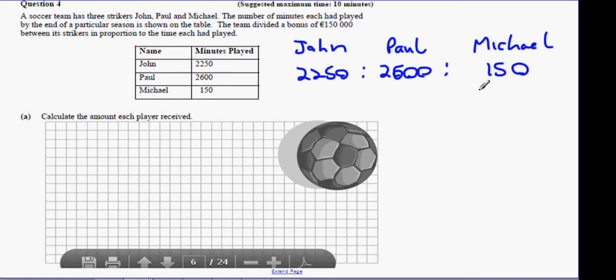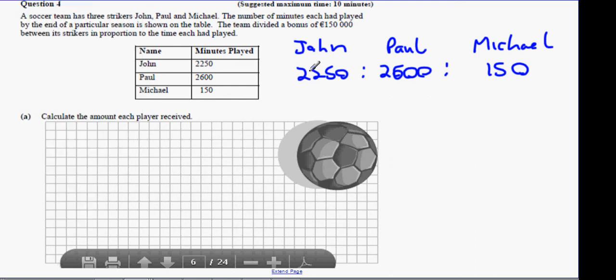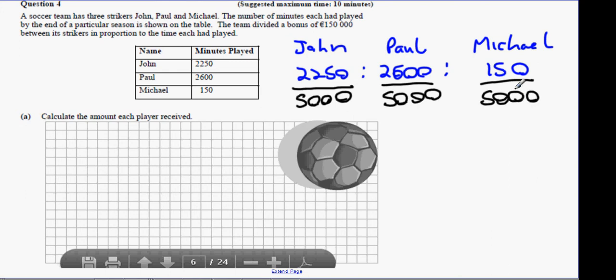What we have to do when we have ratios is add all the ratios together. And what happens when we add them all together? We get 5,000. So when we get this 5,000, what you've got to realise is that you're receiving a fraction of each amount. So the first person played 2,250 minutes out of the 5,000. That's the fraction he will receive of the bonus. This one will also receive 2,600 out of 5,000. And the last one is 150 out of 5,000.